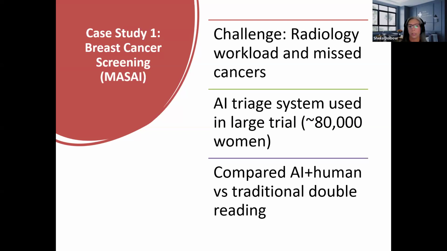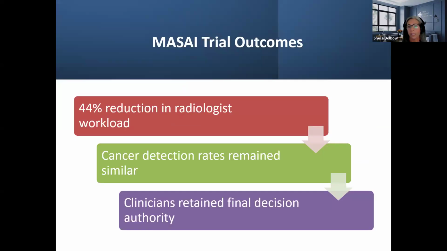And they compared the scenarios where you had an AI use and the human, and comparing the two, looking for potential missed cancers versus the traditional double reading by two human clinicians, to see what the difference was and if it had an impact in the overall outcome. What they found in this trial outcome is that while the cancer detection rates remained similar, there wasn't a huge difference. There was a 44% reduction in radiologist workload.